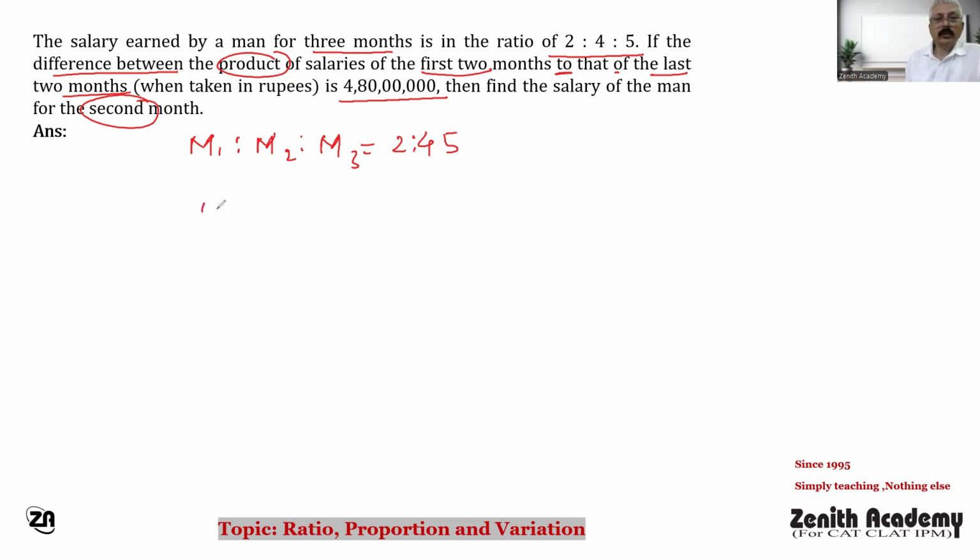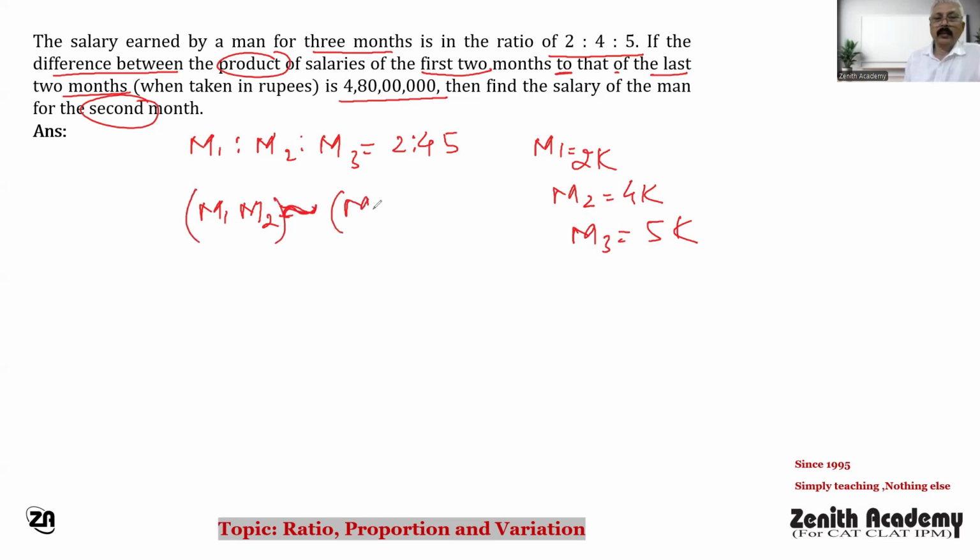So in the first 2 months, M1 into M2. So here the first month salary is going to be 2K, and second month salary is 4K, and third month salary is 5K. You know it well. So M1 into M2, and here the difference is the second and third product, the product of the last 2 months' salary. This is given equal to 480,000.